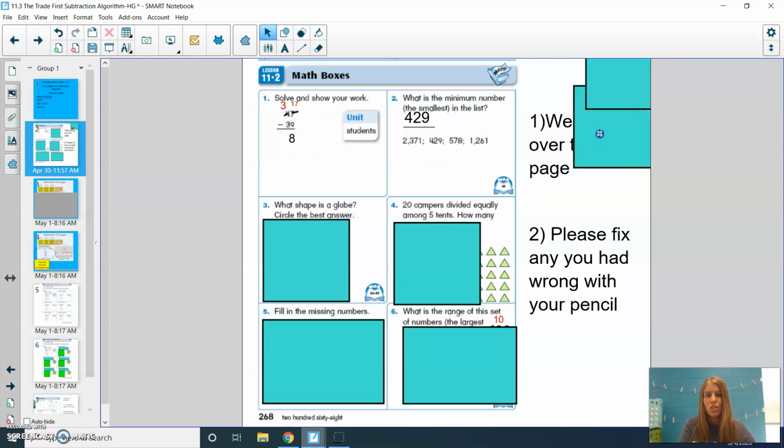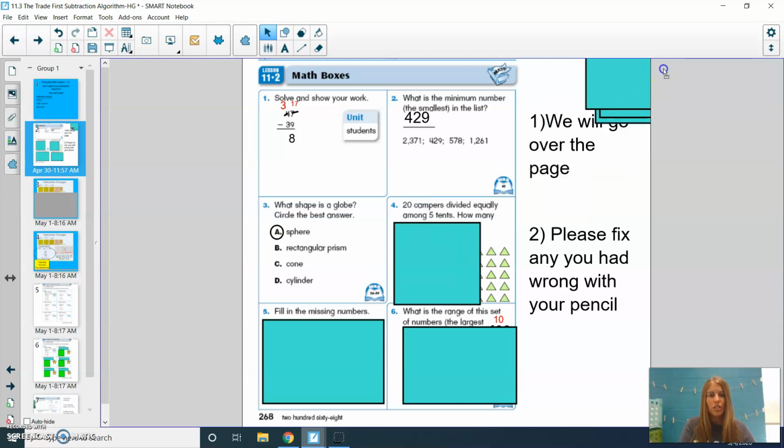For question number 2, what is the minimum number or the smallest number from the list? And you should have had 429. For question number 3, what shape is a globe? And the best answer would be a sphere.